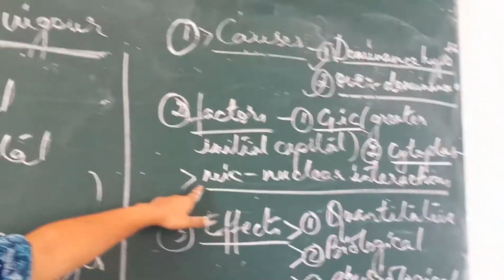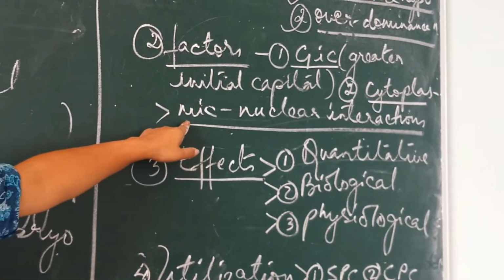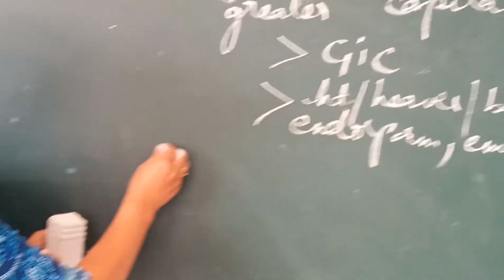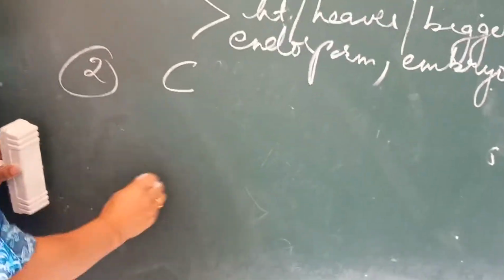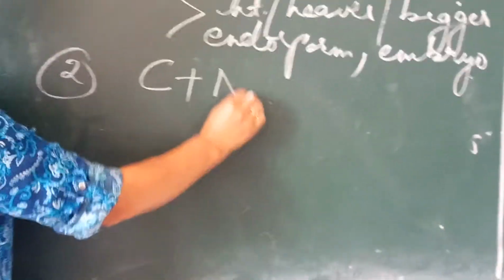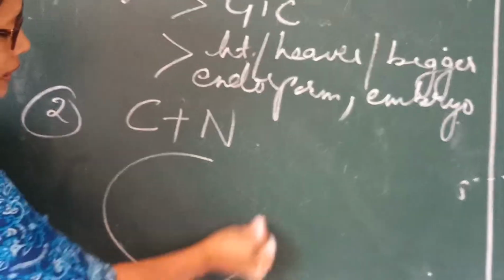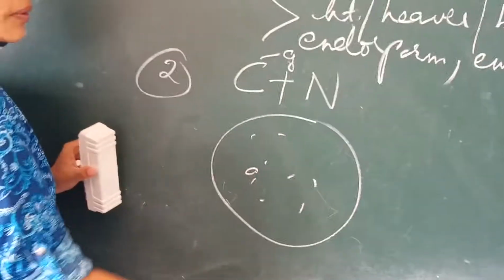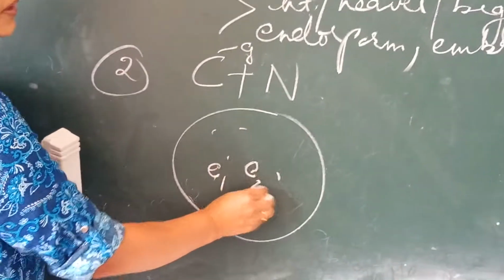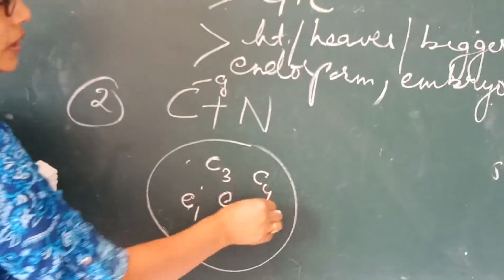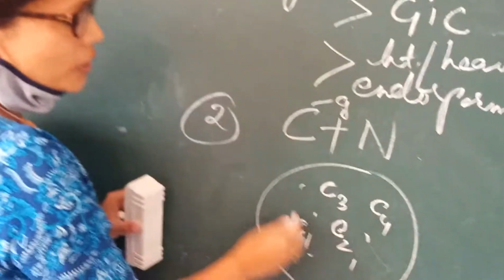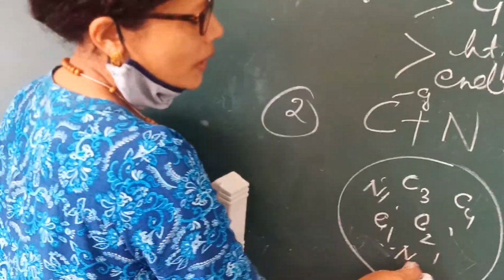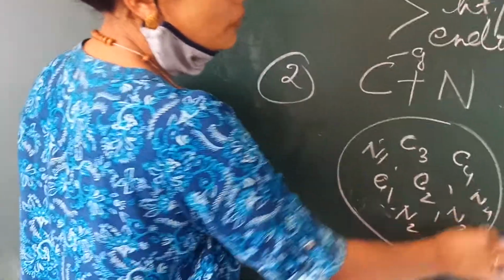What is the second factor that affects heterosis? The cytoplasmic nuclear interaction. According to this, what does it say? Cytoplasm and the nucleus. What does it mean? This is a cell. The cytoplasm has its own set of genes, say C1, C2. These are all the cytoplasmic genes. The nuclear material also has its own set of genes, N1, N2, N3, N4.